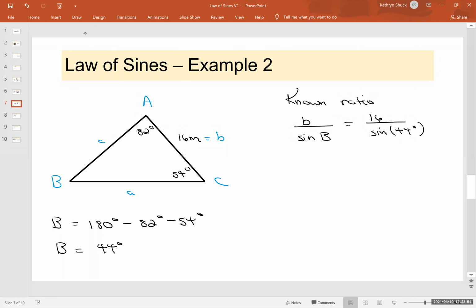So I'll leave that to you to try on your own. If you do try it on your own, side A rounded to 1 decimal place is going to be 22.8 meters, and side C rounded to 1 decimal place is going to be 18.6 meters.